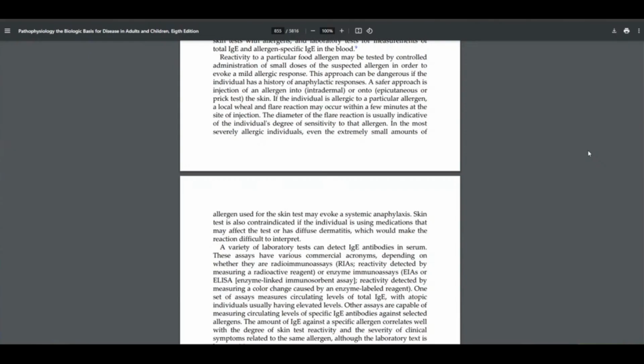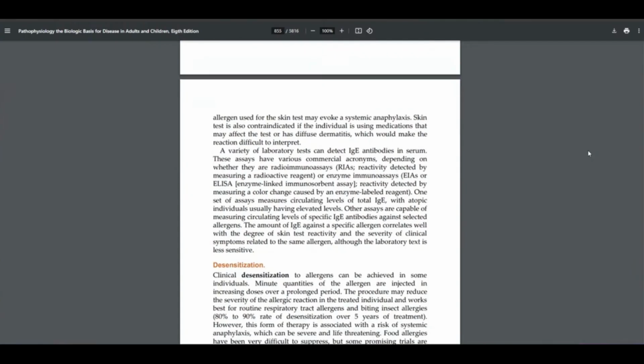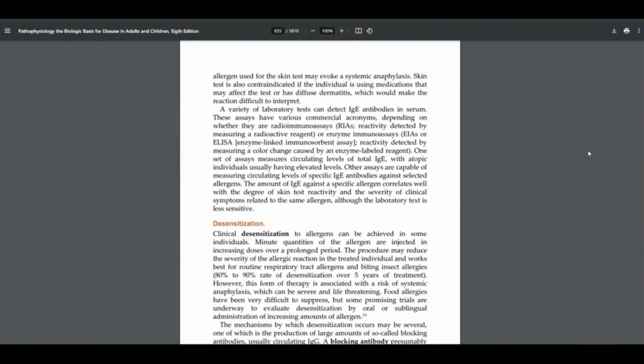In the most severely allergic individuals, even the extremely small amounts of allergen used for the skin test may evoke a systemic anaphylaxis. The skin test is also contraindicated if the individual is using medications that may affect the test or has diffuse dermatitis, which would make the reaction difficult to interpret.